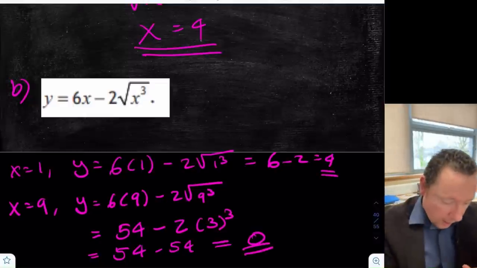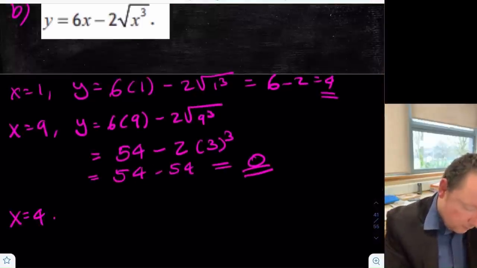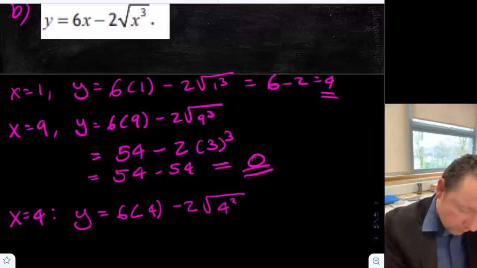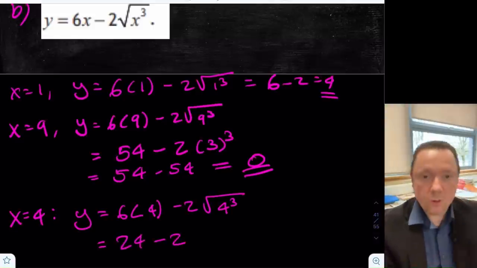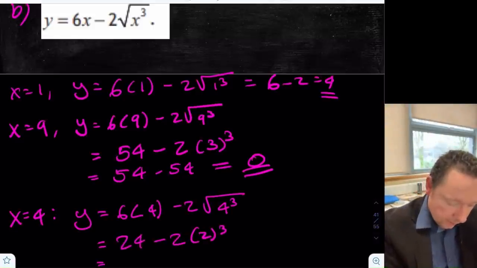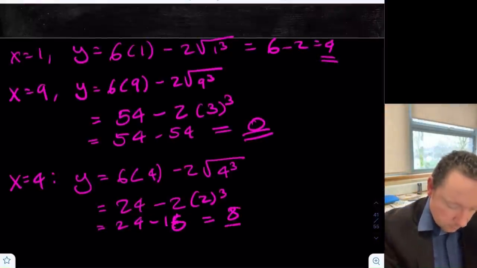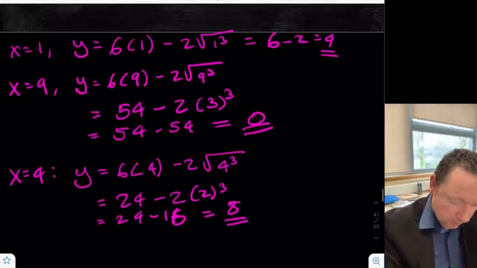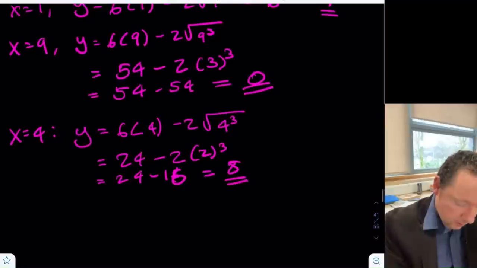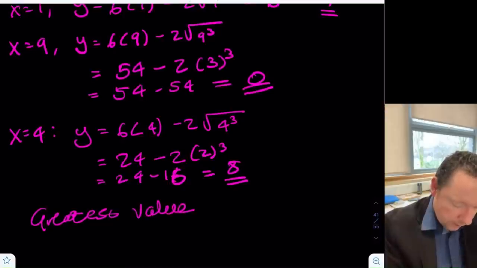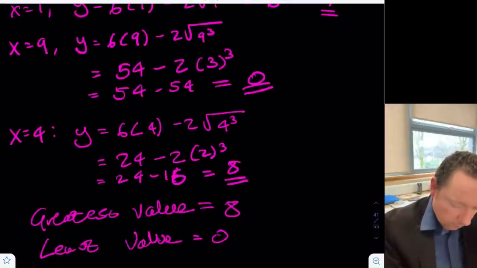So now I need to evaluate it at x equal to 4. So at x equal to 4, we've got y equals 6 times 4 minus 2 times the square root of 4 cubed. 24 minus 2 times the square root of 4 is 2, so 2 cubed. 24, 2 cubed is 8 times 2 is 16. 24 minus 16 is 8. So then we can just state our greatest and least values. The greatest value is 8 and the least value is clearly 0. So greatest value equals 8, least value equals 0. And we're done there.